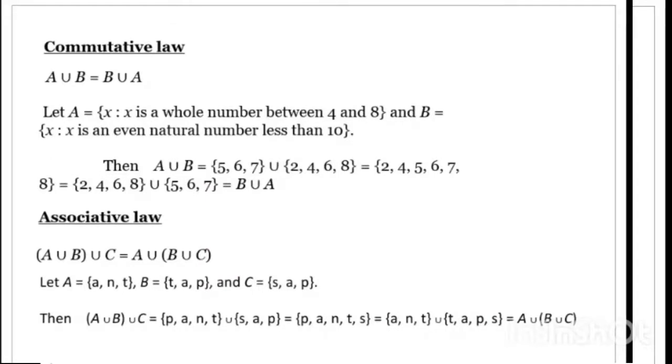Now we will discuss some properties of union of sets. The union of two sets is commutative in nature. That is, A union B is equal to B union A. Let's see an example. Let A be X such that X is a whole number between 4 and 8. Then the set A is 5, 6 and 7. And let the set B be X such that X is an even natural number less than 10. Then B will be the set 2, 4, 6 and 8.